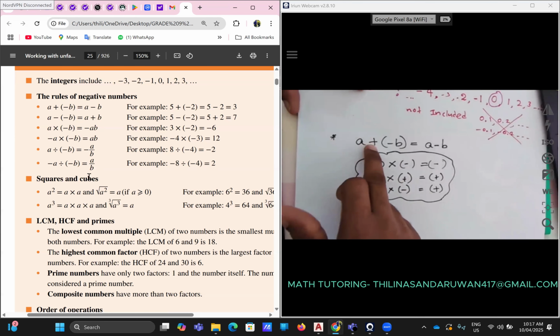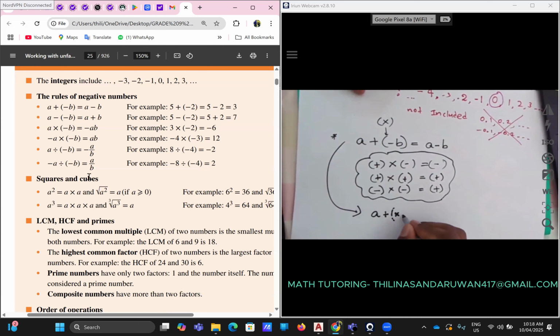So here you can see plus and minus. If you see a bracket, that means a multiplication. So if I write it here, a plus multiply minus 1. No need for this one, just remember this one.